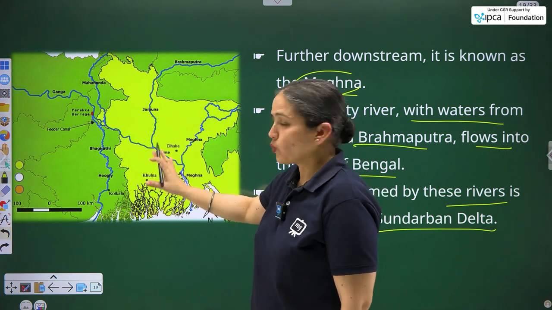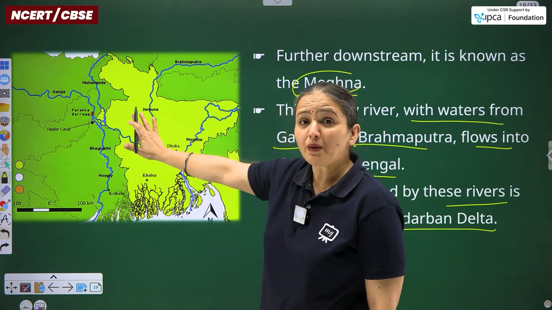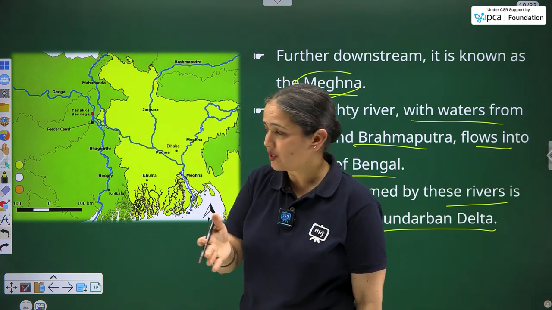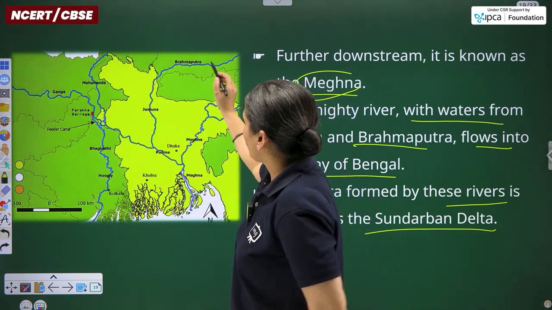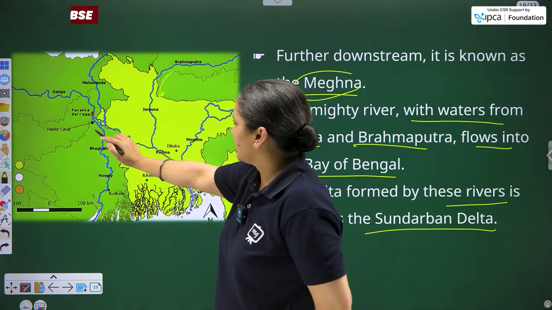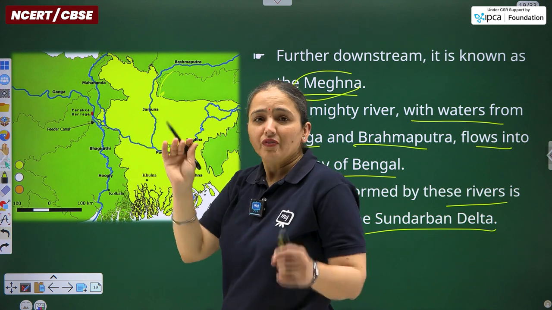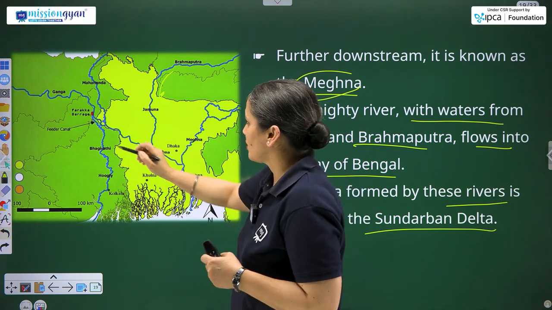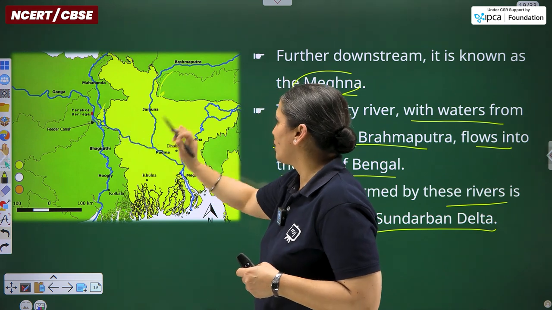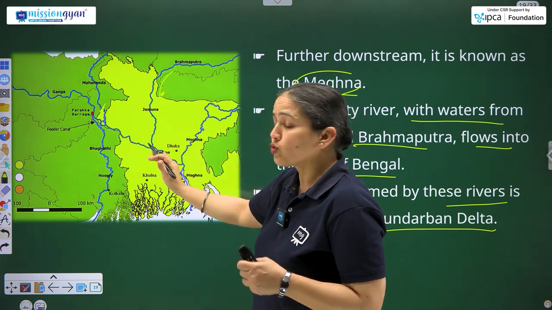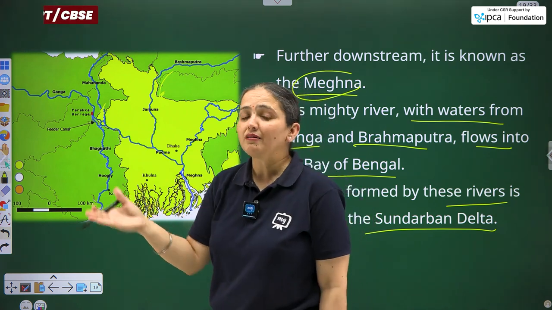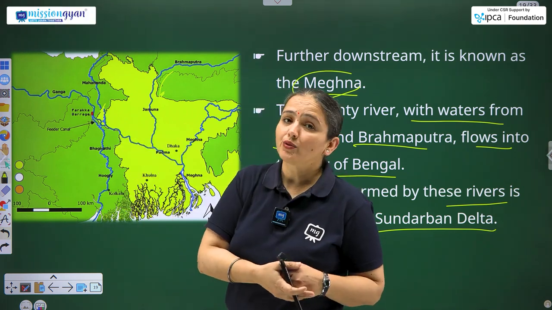And here is the image with the help of the map. This yellow part is the Bangladesh region, the green parts on either side are the Indian territories. You can see the Brahmaputra coming from this side, entering Bangladesh, and the Ganga, which has its tributaries and distributaries, is entering the Bangladesh region and combining over here. So first of all, it is known as Meghna, then it is known by various names in Bangladesh itself. We are talking about the Brahmaputra's name itself and the combined name of Ganga and Brahmaputra as well.